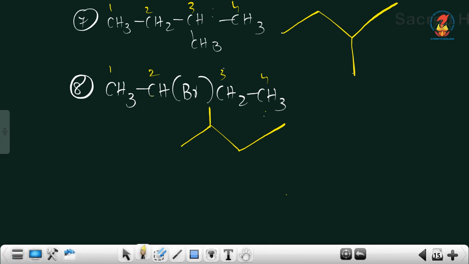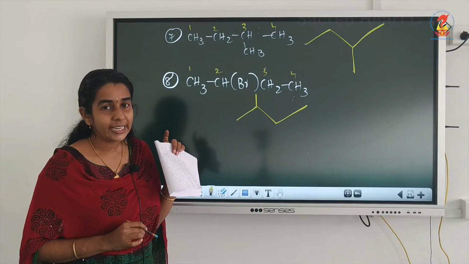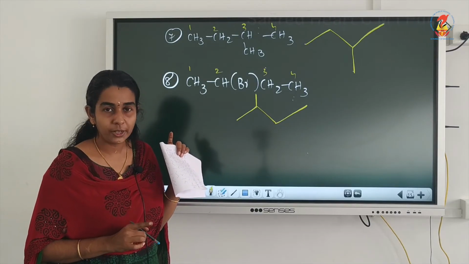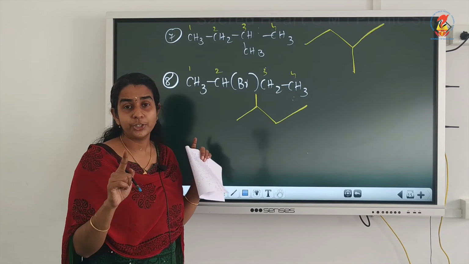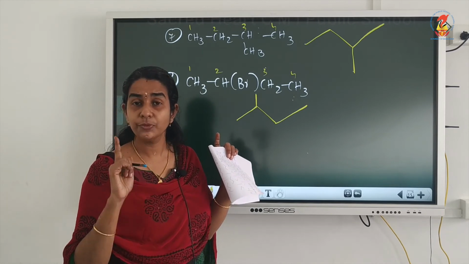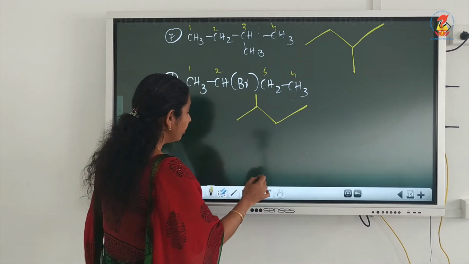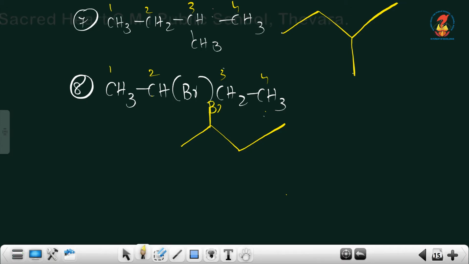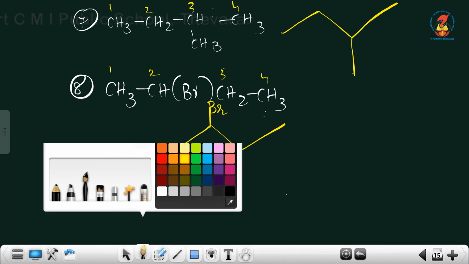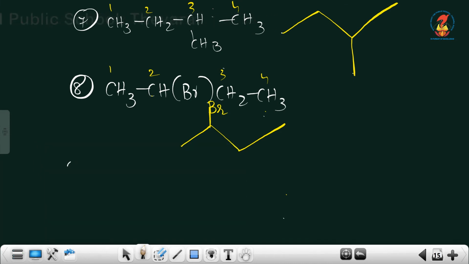On the second carbon, should we draw only one single bond? No, because it is clearly mentioned in bond line representation, if there are any atoms other than carbon and hydrogen, we have to represent them. So here we need to write bromine. Okay, very important question. Next structure.